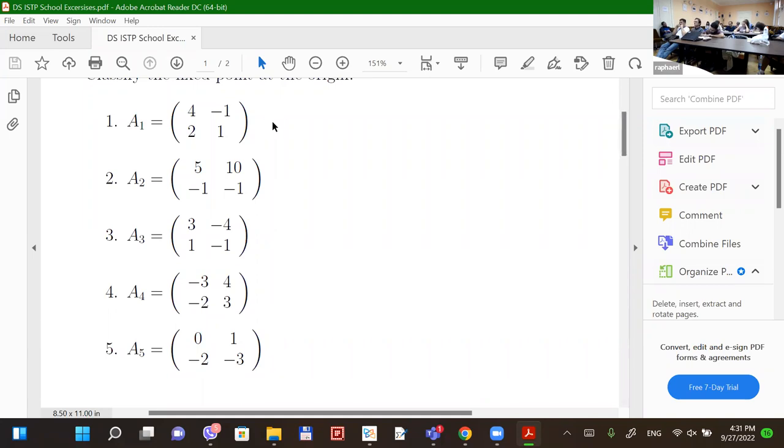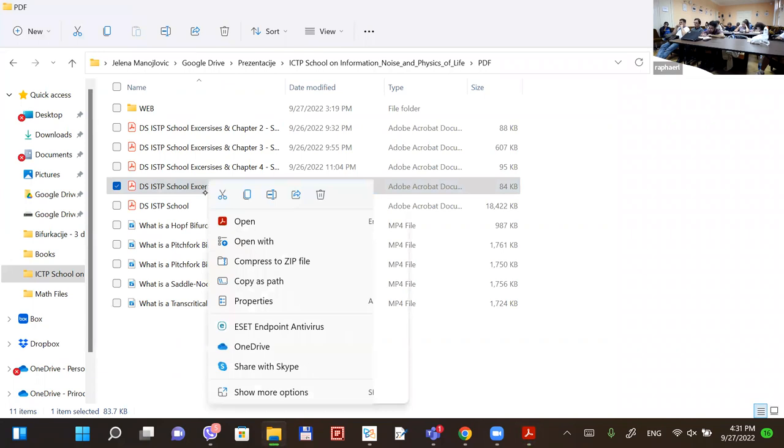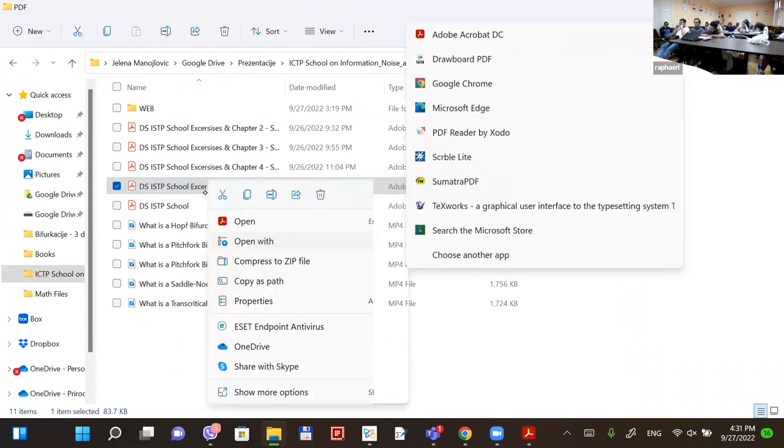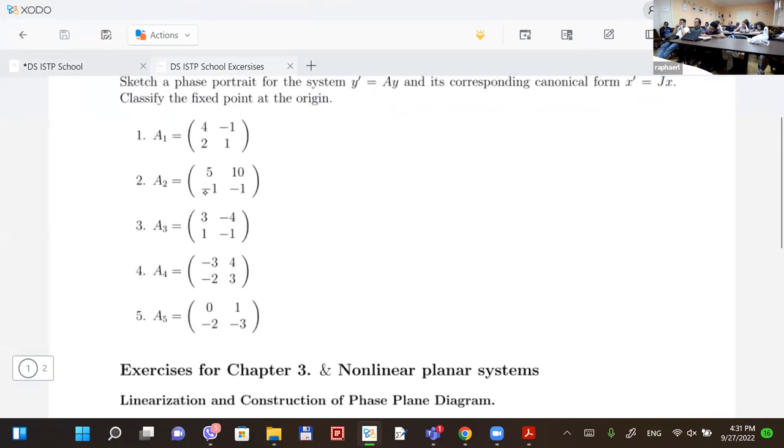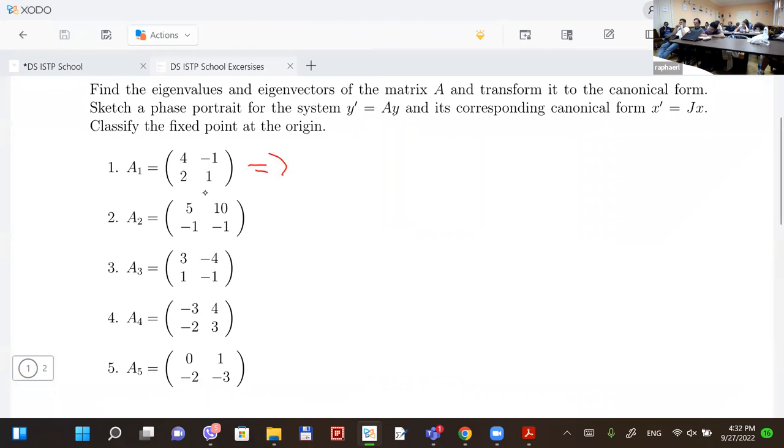Okay, for the first matrix, the trace is 5 and the determinant is 6. Where are we? The positive trace means unstable, on the right side of the stability line. The determinant is positive, so we are up, and it is not stable.